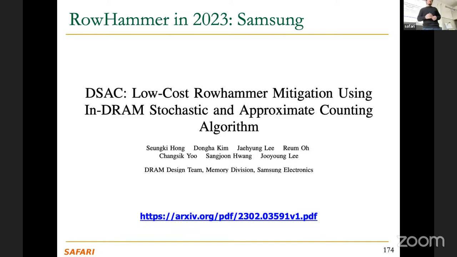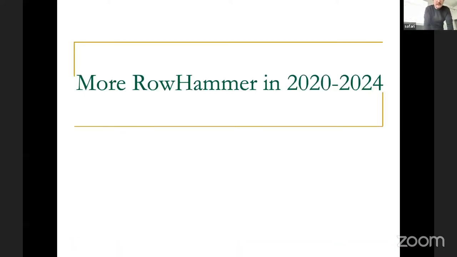And then there's this paper from Samsung. It's low-cost RowHammer mitigation using stochastic and approximate counting algorithm. This is a combination of something like PARA and some counter-based mechanism. So it's both probabilistic and deterministic. It's interesting. If you want to take a look, you see the arXiv link down below.